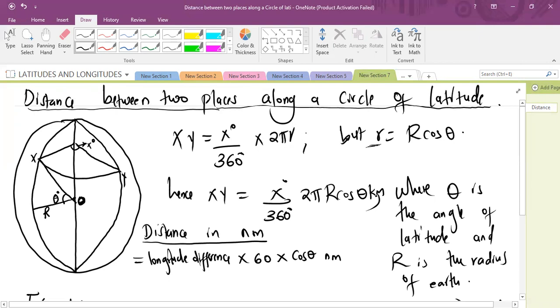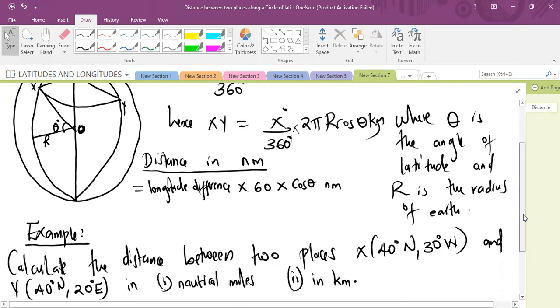And we will replace this small r with R cos theta, so that our new formula is x degrees over 360 degrees multiplied with 2 pi capital R cos theta. So instead of the small r, we have R cos theta, where R is basically the radius of the earth. And then the distance in nautical miles will be given by longitude difference times 60 times cos theta, where theta is the angle of latitude, because we are evaluating along a circle of latitude.